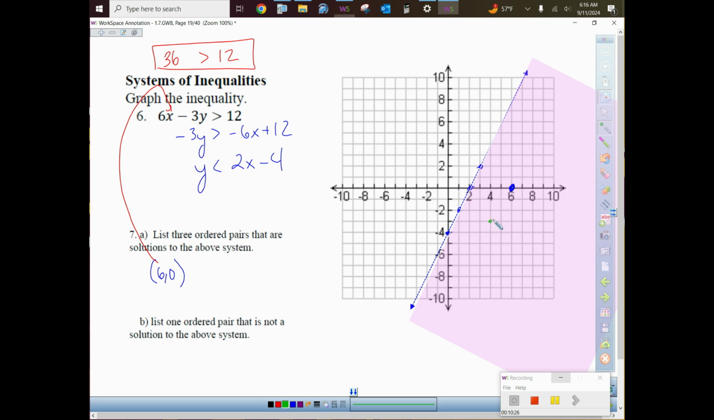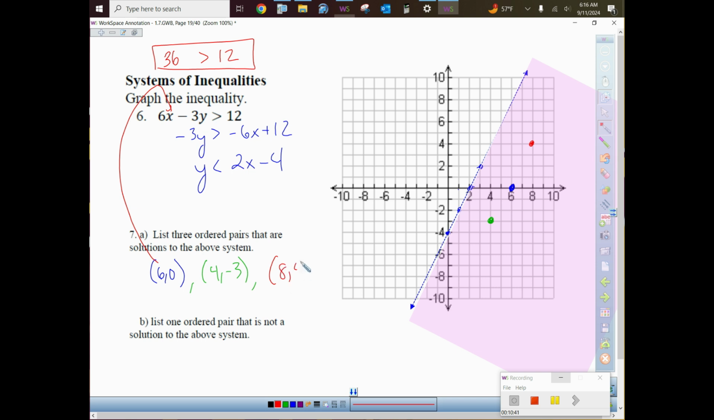Any of these ordered pairs are solutions. So that one right there is at 4, negative 3. Remember when you're typing them in the homework, make sure you put parentheses around them, and a comma in between. And then this one, it's in the shaded region, so that's 8, 4.